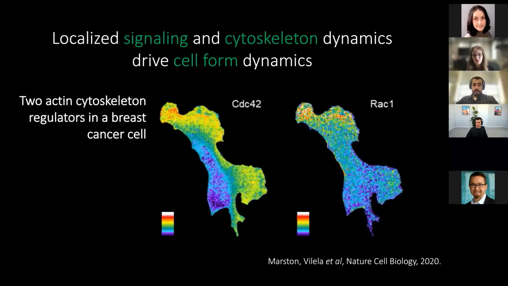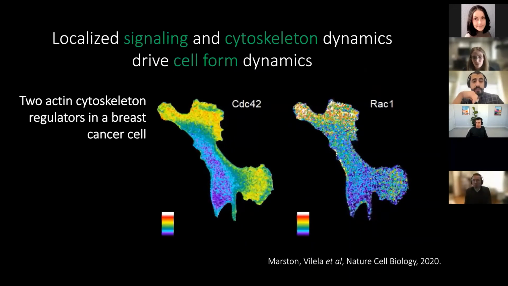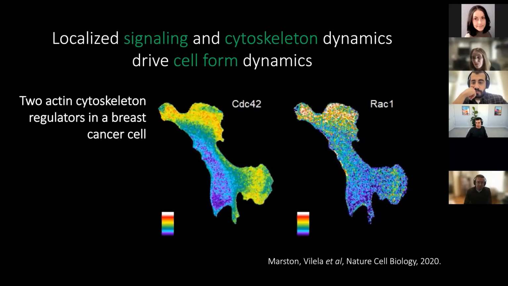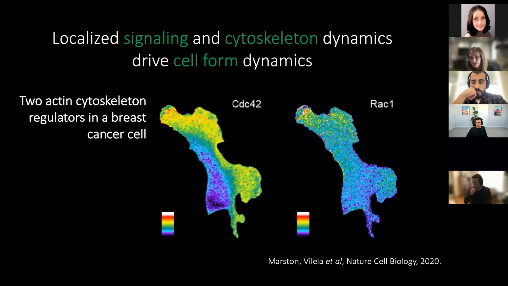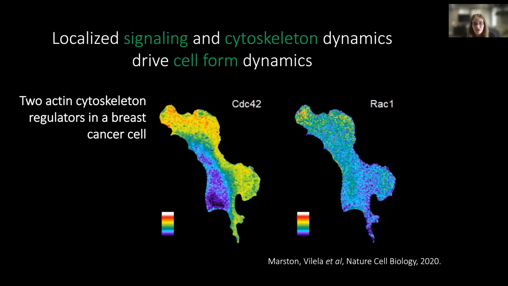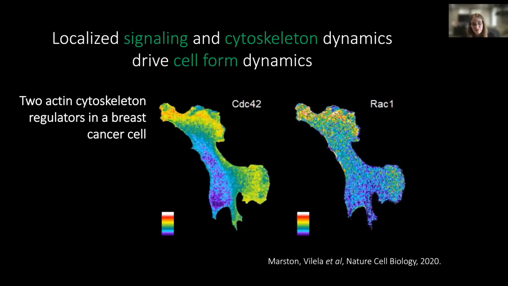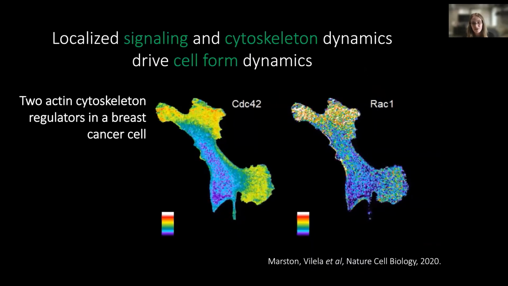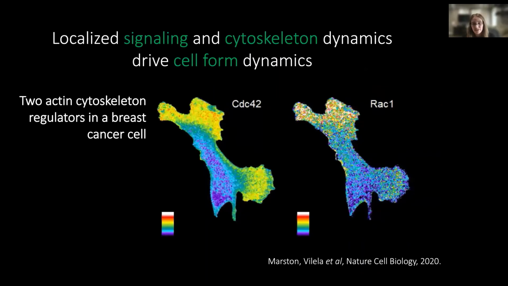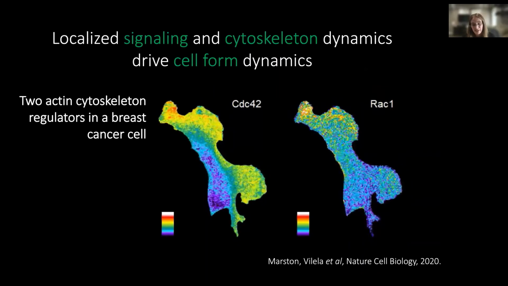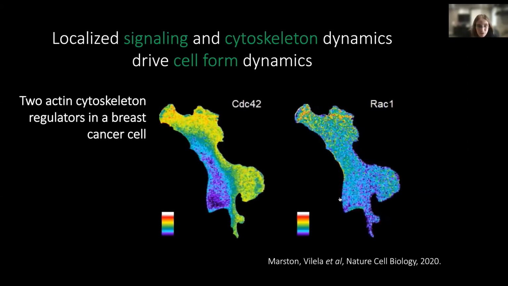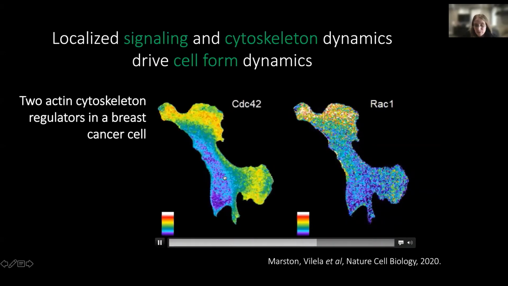And so cell form and shape is really regulated at the local micron scale, right? So signaling within the cell controls cytoskeletal dynamics, which is the stiff part at the cell edge that changes cell shape. And that in turn drives cell form dynamics, right? So although we're used to thinking about the cells as a sort of bag of signaling, they have very localized signaling and localized cytoskeletal dynamics that in part allow them to move, okay? These are two actin cytoskeletal regulators in a breast cancer cell.